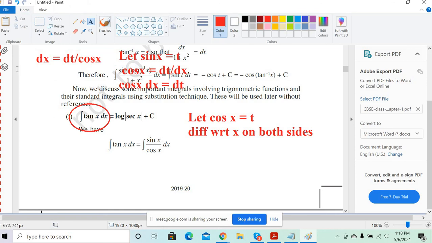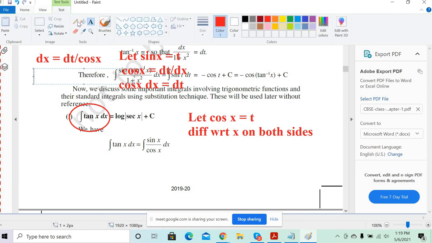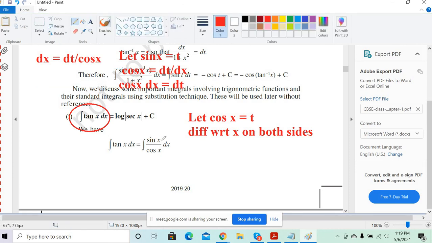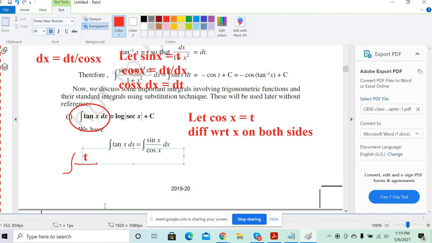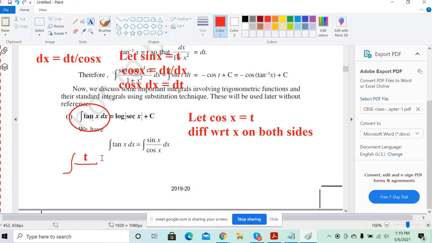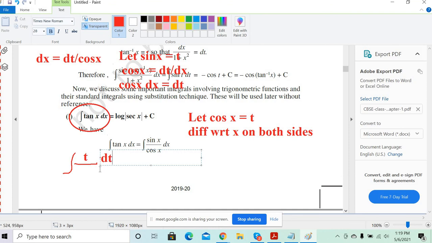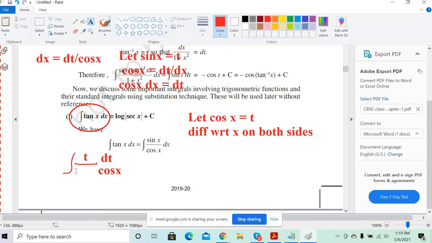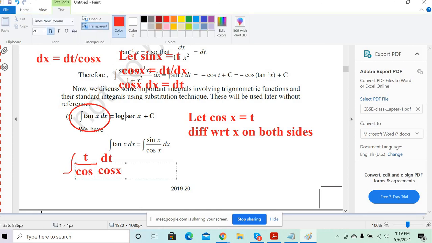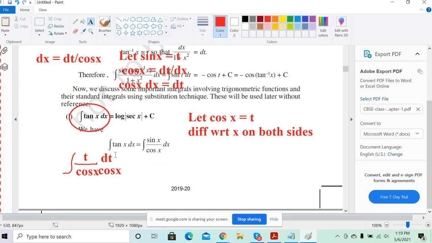Sin x is t, so I'll put t here. Let's do this part now. I'll replace sin x with t here, so t, and dx will get replaced with dt by cos x, correct? Dt by cos x. And cos x was also in the denominator, so cos x into cos x will become cos square x.